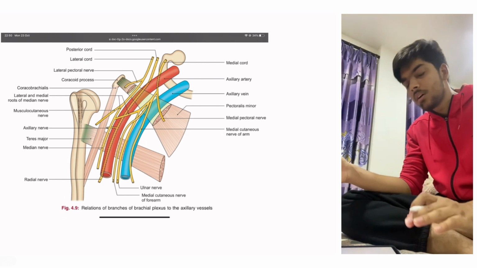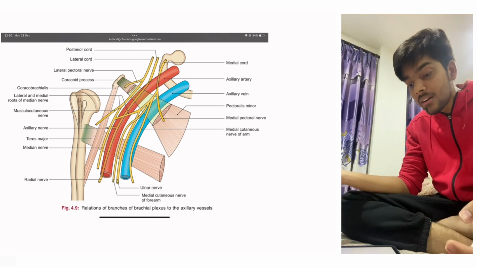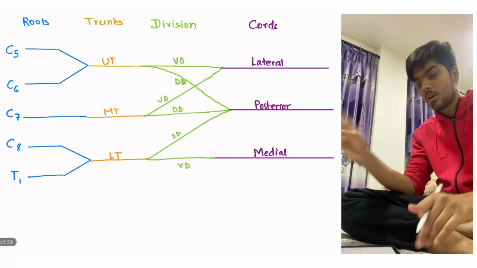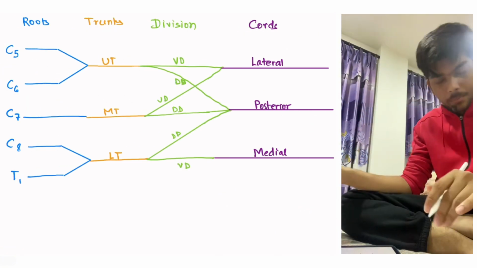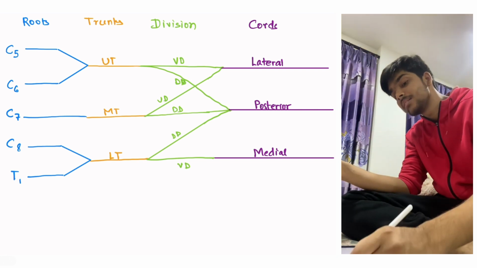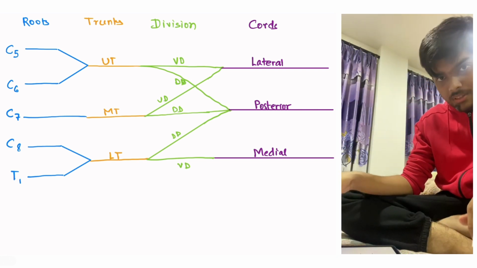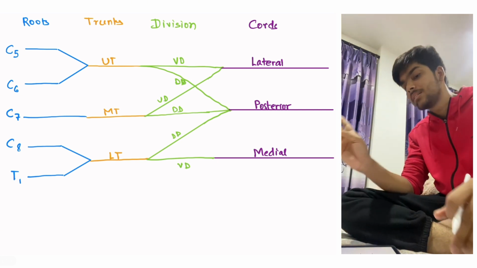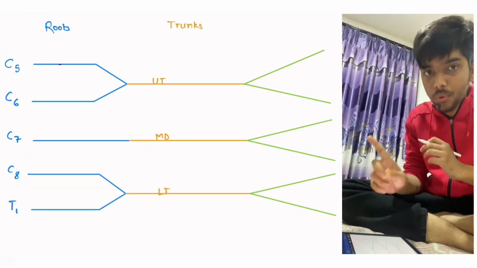So based on the position of the cord with respect to our axillary artery, they are either lateral, posterior, or medial, the three cords. Now there are branches. There are three types of branches. There are branches arising from cords, there are branches arising from trunks, and there are branches arising from roots. First, let's look at the branches of the roots.